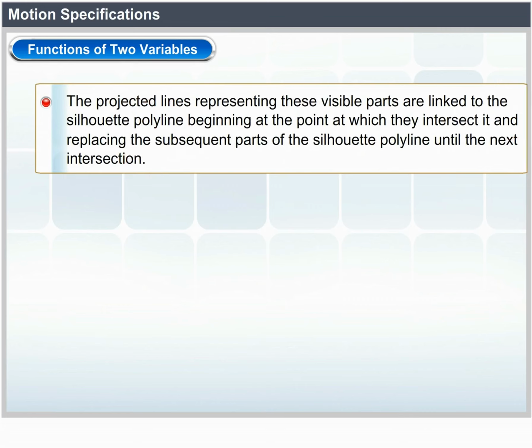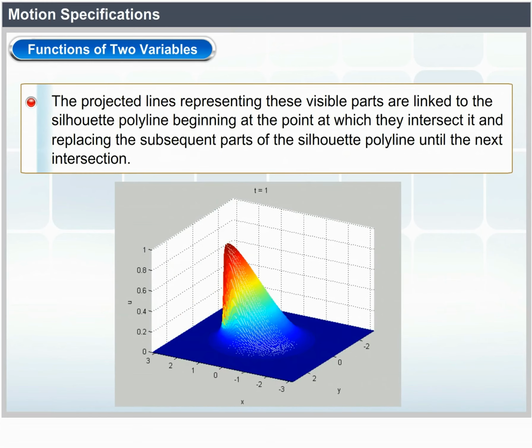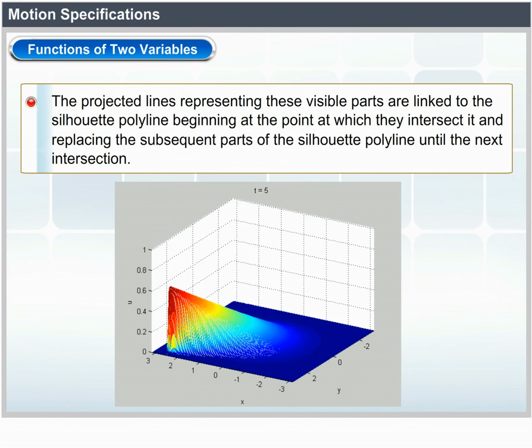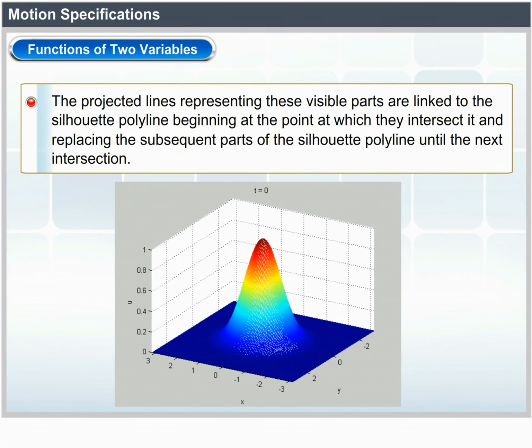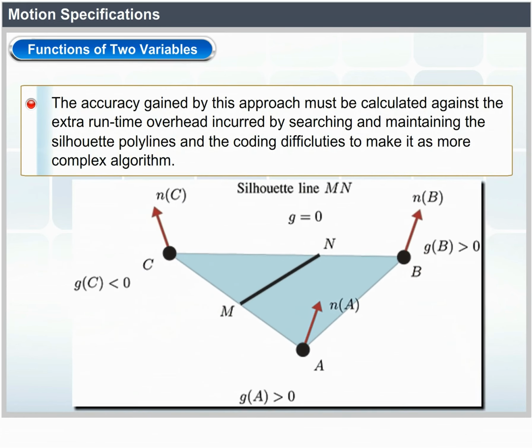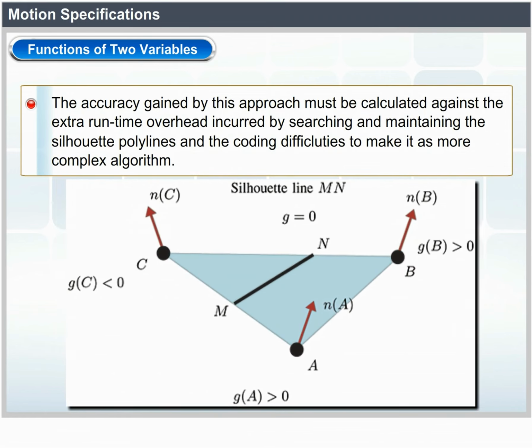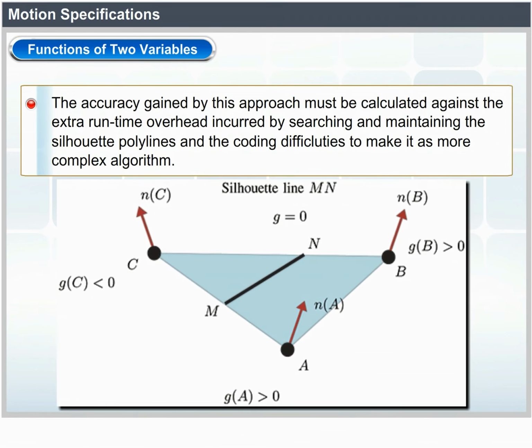The projected lines representing these visible parts are linked into the silhouette polyline beginning at the point at which they intersected, replacing the subsequent parts of the silhouette polyline until the next intersection. The accuracy gained by this approach must be weighed against the extra runtime overhead incurred by searching and maintaining the silhouette polylines and the added difficulties of coding a more complex algorithm.